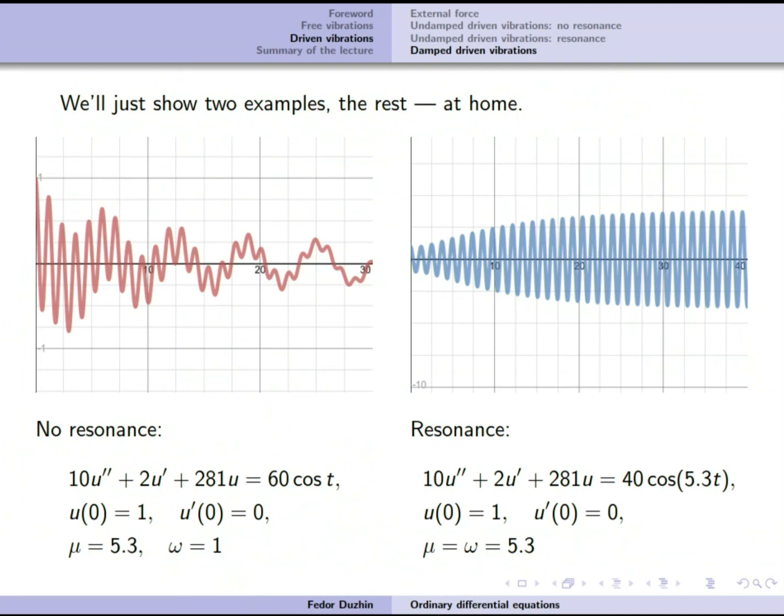And then eventually, in the beginning, the damping is not important, but then oscillations are increasing. And then at some point, they are still quite moderate. So that's the largest possible oscillation.